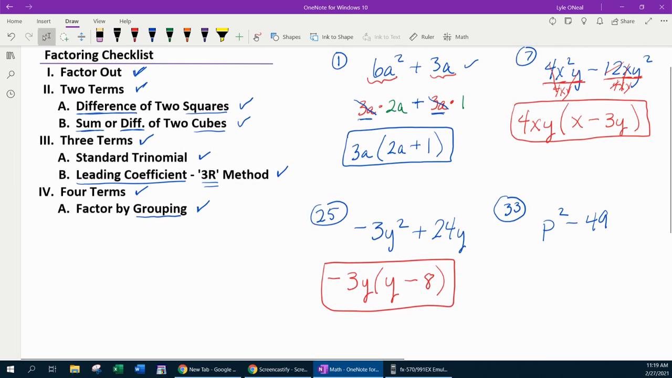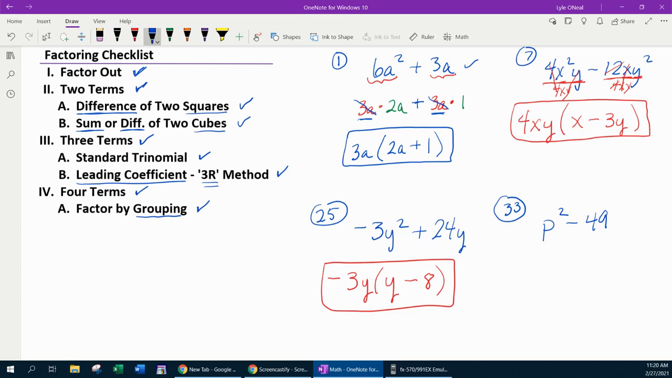And remember our checklist, you have to start at the top and work your way down. So the first thing I have to ask myself is, is there a common factor that I can factor out? Well, between p squared and 49, there is no common factor other than 1, and factoring out a 1 is not going to make any difference. So there's nothing to factor out.